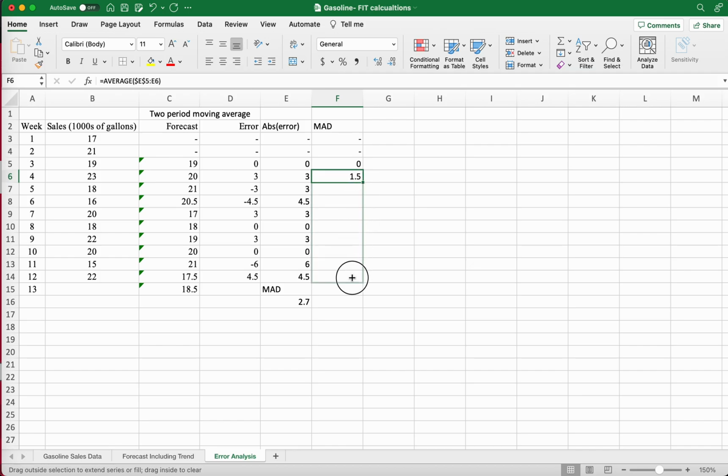And there you go. For the last one, if you did everything correctly, the mean absolute deviation here should be 2.7, just like we have there. And that's exactly what you have. I don't want more than 2 decimal places, so I'm going to do that. All right, so 2.7 is our mean absolute deviation.